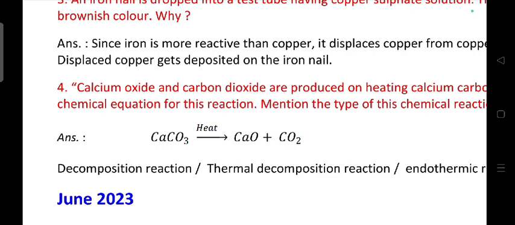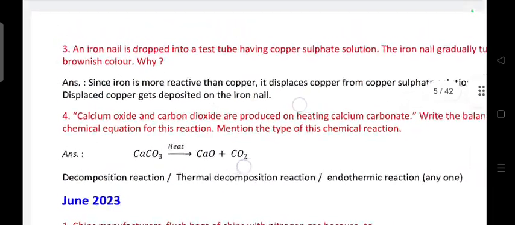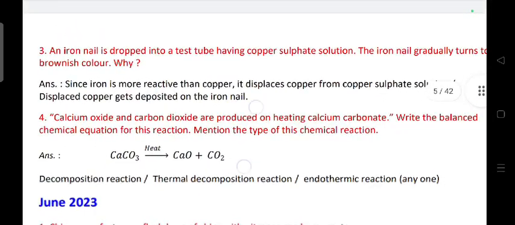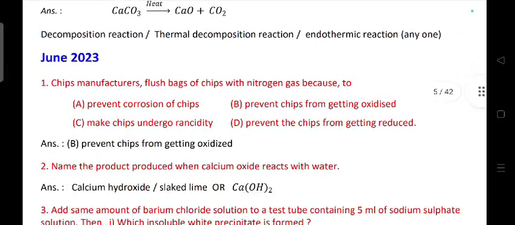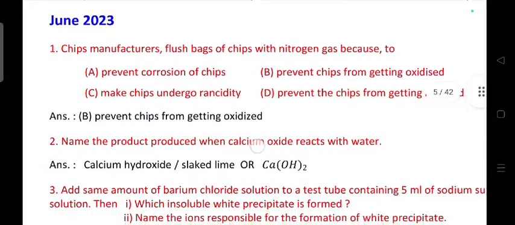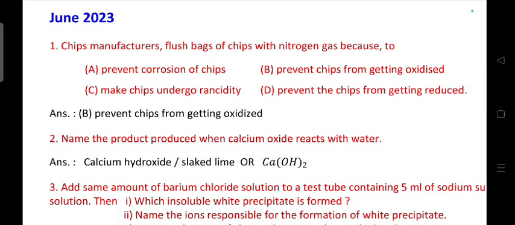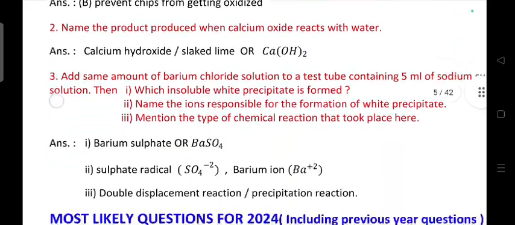Next come to calcium oxide. The next question with answer is done. So this is your April 2023 paper. Next come to June 2023. One multiple choice question, one 1 mark question and one 2 mark question.